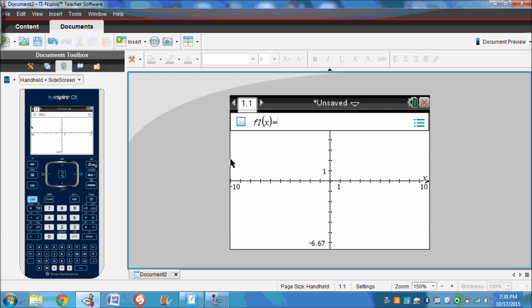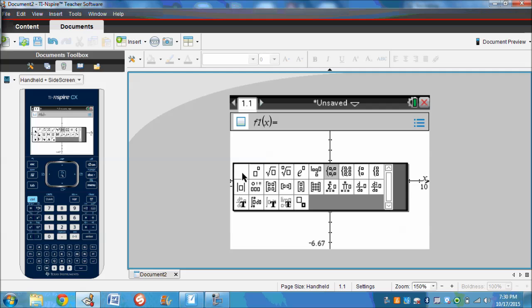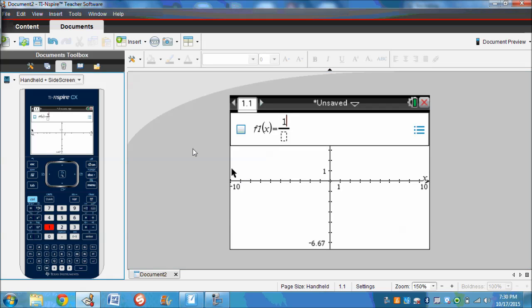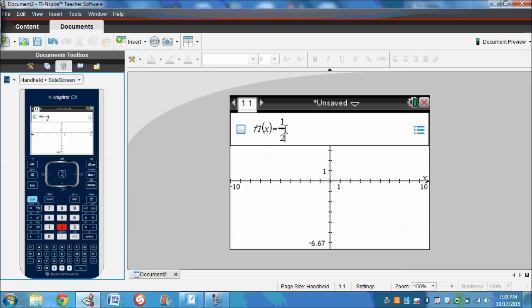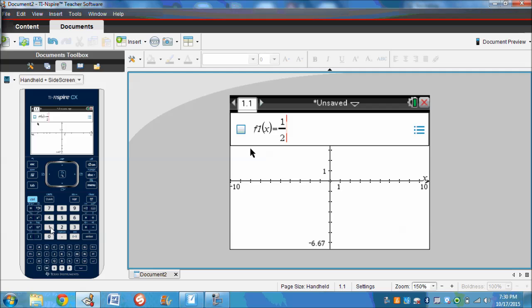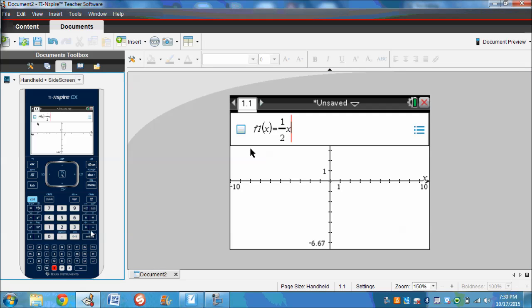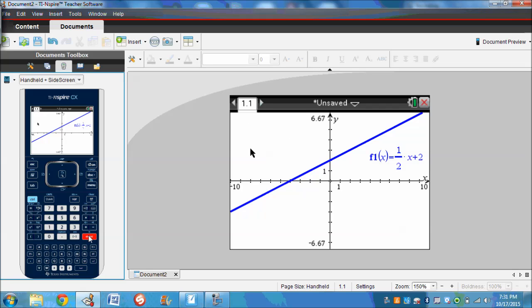So go to your home screen, new document, and a graphing page. And I'm going to enter in our 1/2 x plus 2. And then hit enter. Make sure your x is not in the denominator of that 1/2. That would give you a totally different graph. And enter. All right, so to get to the table function, we've got to hit Control T, T for table.